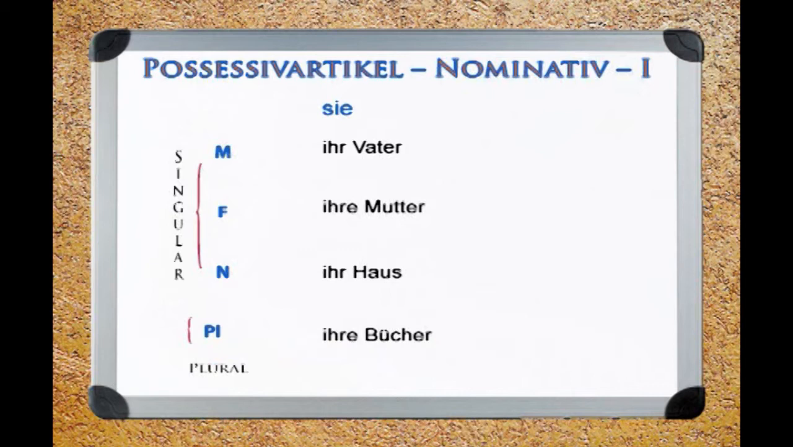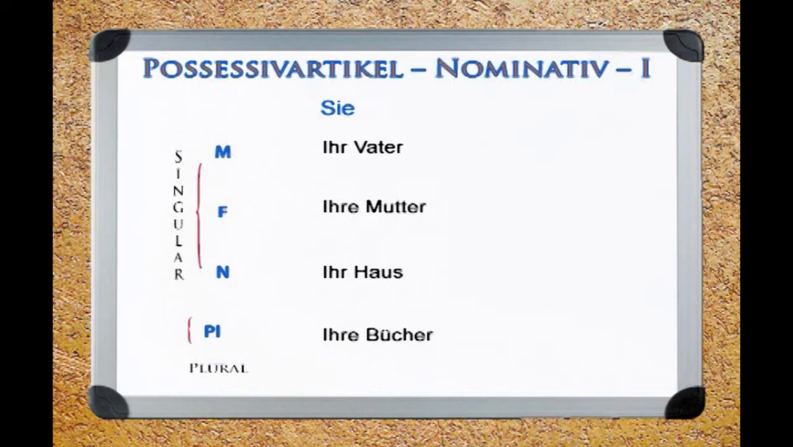Now, if you look at sie, sie here is the third person pronoun for feminine, and here, as you know, we always write the sie in third person singular pronoun with a small s. So, therefore, whenever we make the possessive article for this pronoun, we also use the small i here. So, as you can see, the possessive article for masculine is ihr Vater, ihre Mutter, ihr Haus, ihre Bücher.